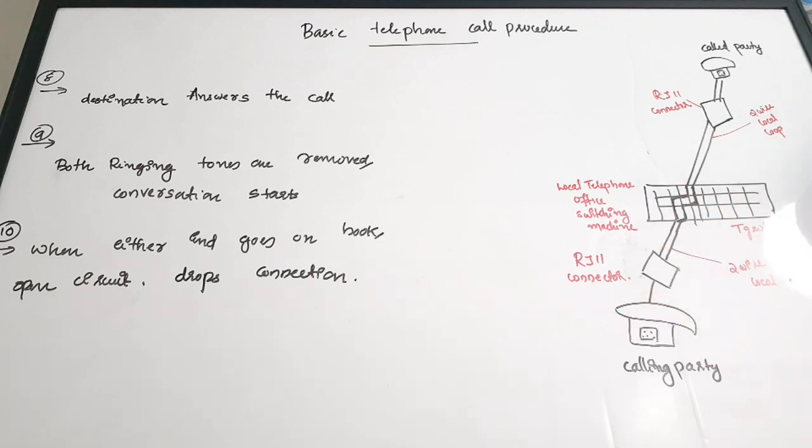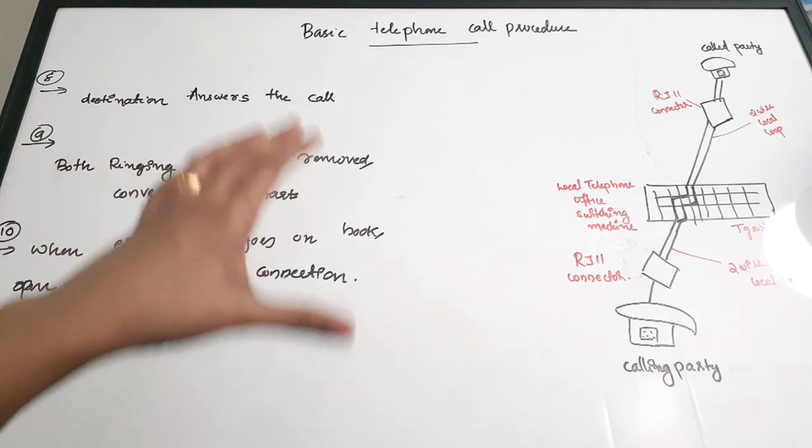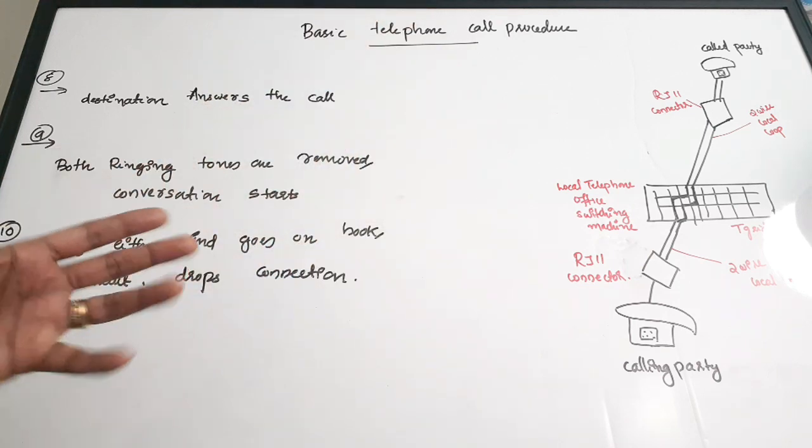Okay. In step 9, after the destination or the called party answers the phone, the ringtone has to be removed, right? So after the destination answers the call, the switching machine, or the local telephone office, will remove the ringing tone from both sides. Earlier only a ringtone was heard. Now when the phone is answered, we don't require the ringtone anymore. We have to start our conversation, right? So for that, the ringing tone is removed from both sides and now the conversation starts.